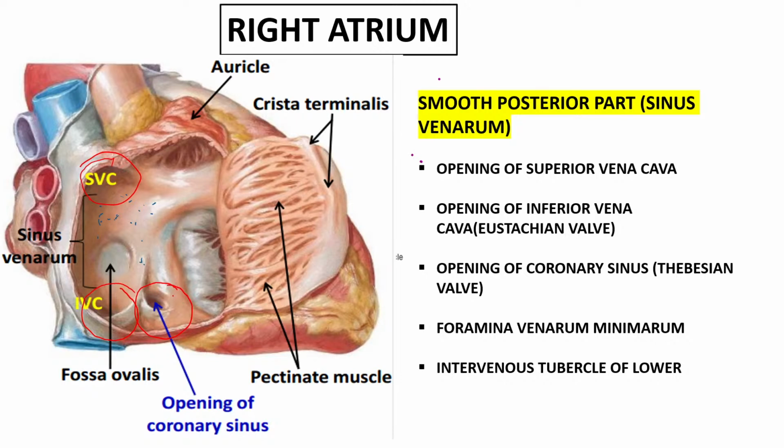Now, look at all these three openings. The opening of the superior vena cava is not guarded by any valve, but the openings of the inferior vena cava and the coronary sinus both have valves. The valve of the inferior vena cava is known as the Eustachian valve, while the valve of the coronary sinus is known as the Thebesian valve.